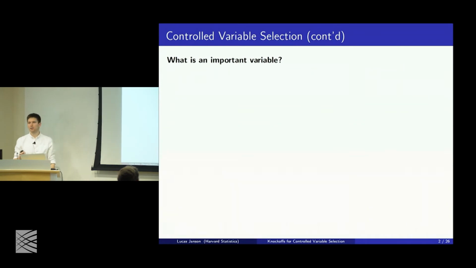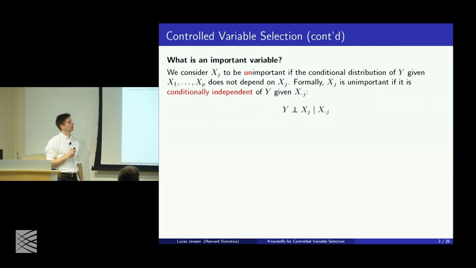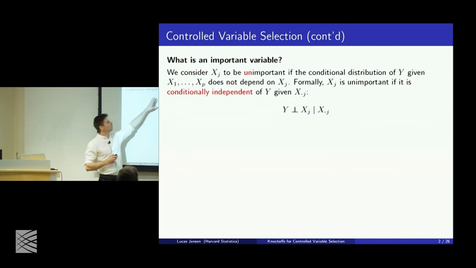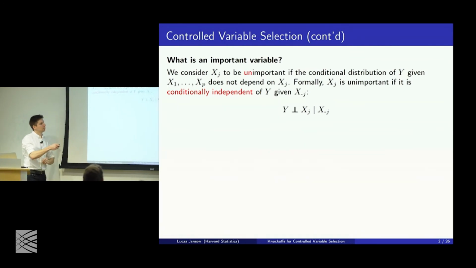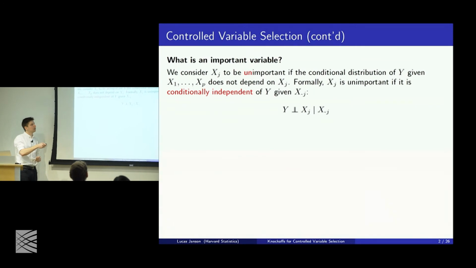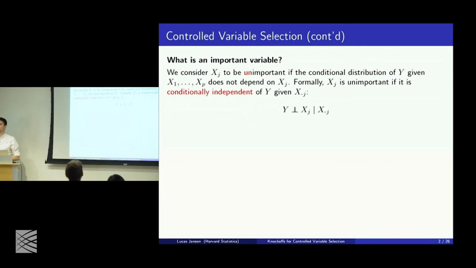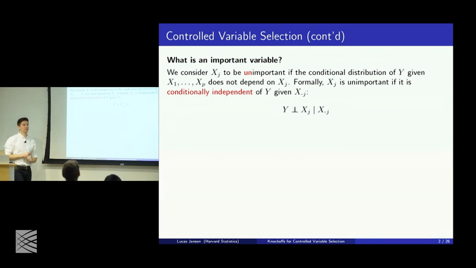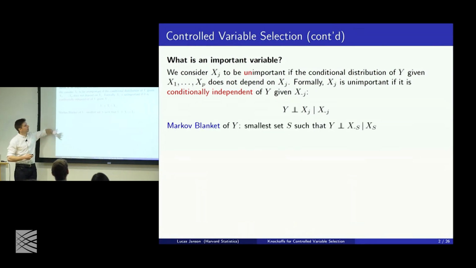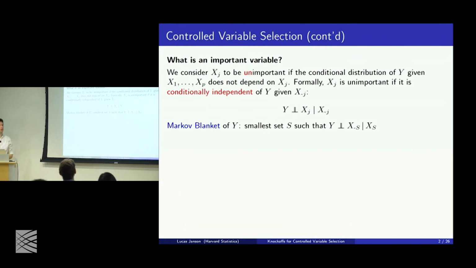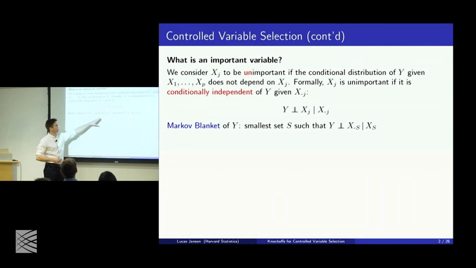All right, so again, review from Wenshuo's talk, but what is an important variable? This is my definition of an unimportant variable. If a variable is conditionally independent of y, given all the other variables, x minus j being everything but the jth variable, then it is unimportant. I think this is a natural definition. Indeed, if we put these together, it's called the Markov blanket. This was the S that Wenshuo was talking about, so I'm also going to use S.